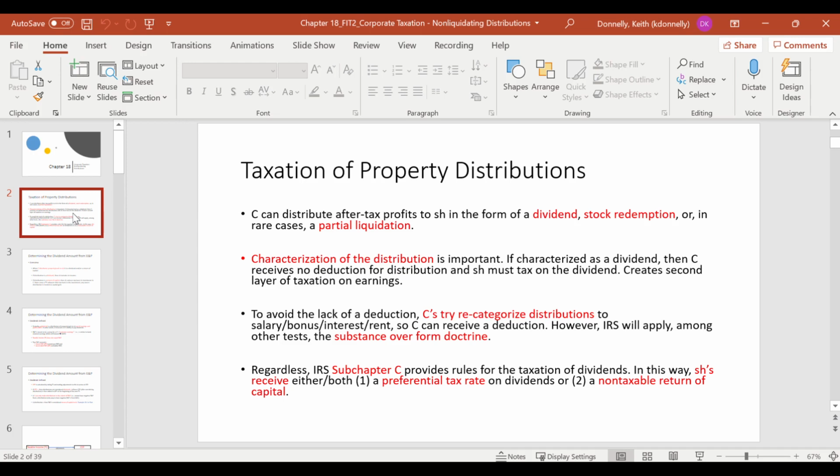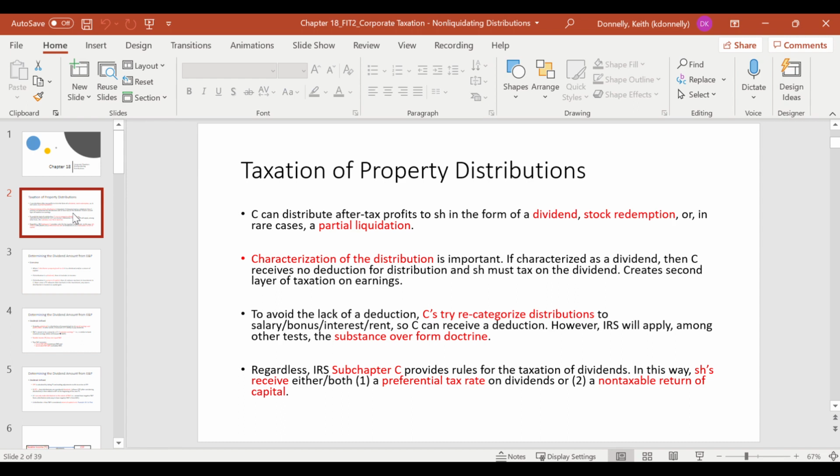Now, to avoid this lack of deduction, if we call it a dividend, the corporation does not get a deduction. There have been instances where a corporation may try to sneakily recategorize this property distribution as something like a salary, bonus, interest, or rent. So, hey, you're an owner, we're going to just call you an employee, or you're working for us. This would be your pay. However, in these situations, the corporation here is trying to take a compensation expense.